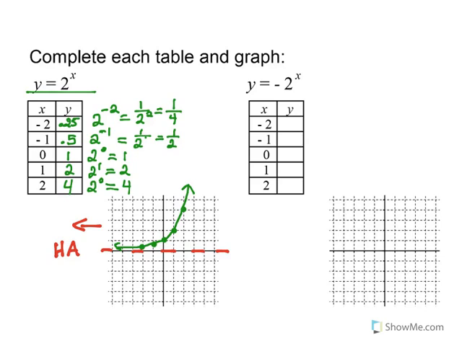So the question then becomes, how will this modify if I have a negative out in front? So now for this second function over here, y equals negative 2 to the x, you can think of that as being negative, parentheses, 2 to the x. So that's like saying a equals negative 1.